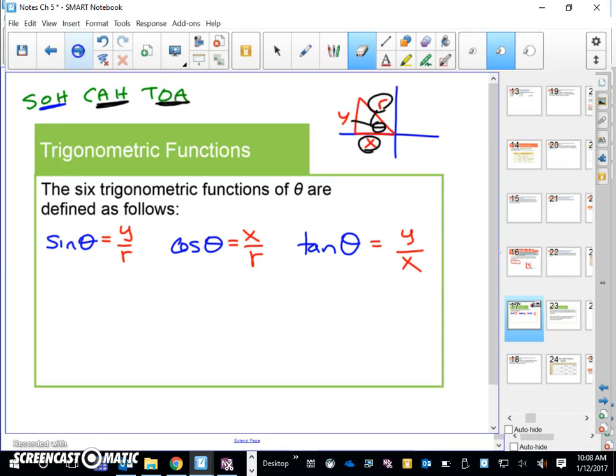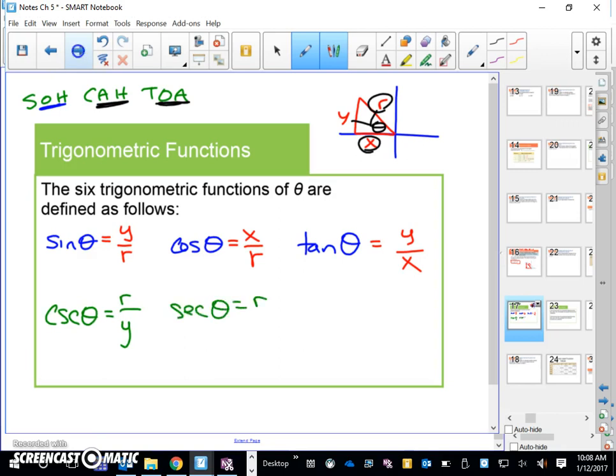There are three others, the reciprocal functions. The reciprocal of sine is cosecant. Just flip it upside down. The reciprocal of cosine is secant, so secant theta flips cosine upside down. And the reciprocal of tangent is cotangent, so that's going to equal x over y.